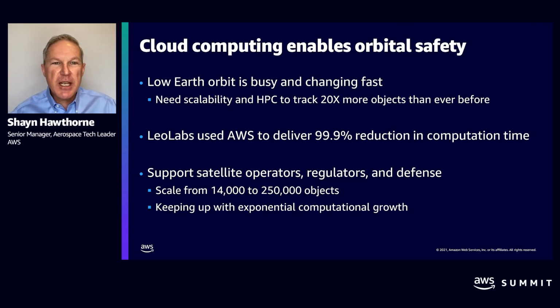Leo Labs actually used AWS to do something that's really incredible. They deliver a 99.9% reduction in computation time, which is just fantastic. So the days are gone of where you could go do a collision avoidance run and go eat dinner like I did. Now you've got to be ready to do something really fast. And that allows them to support satellite operators, regulators, and the defense world because they have to watch over space. It's moving from 14,000 objects to over 250,000 objects, an exponential computational growth required to keep up with that. So, Dan, thank you for telling that story and showing everybody how we do that.